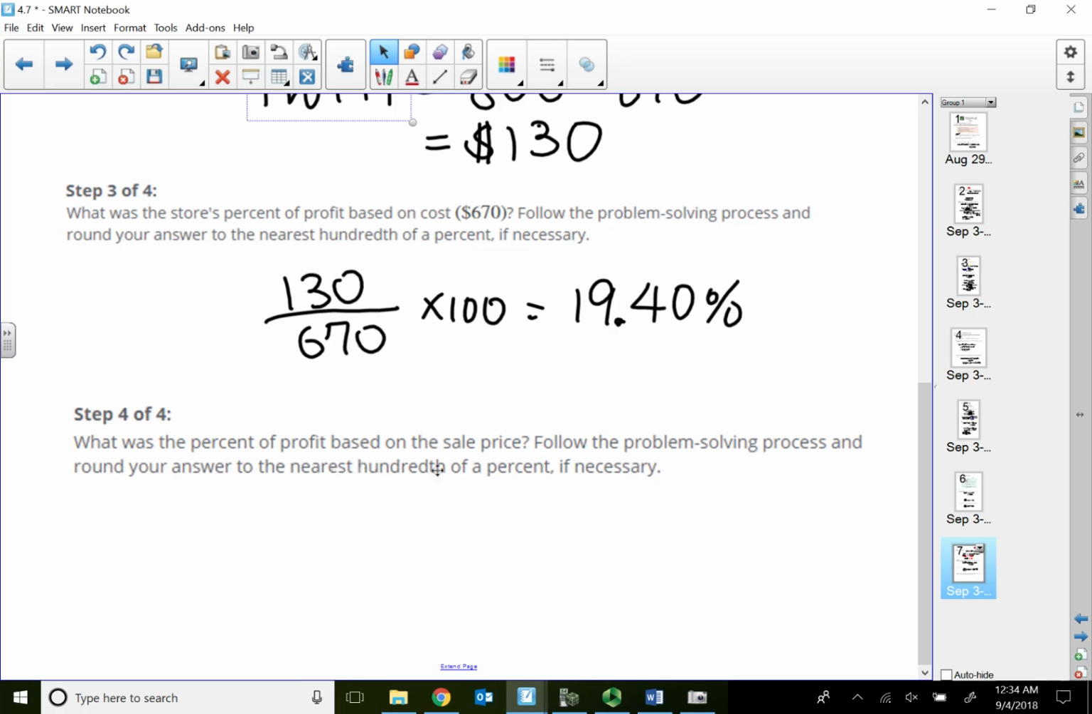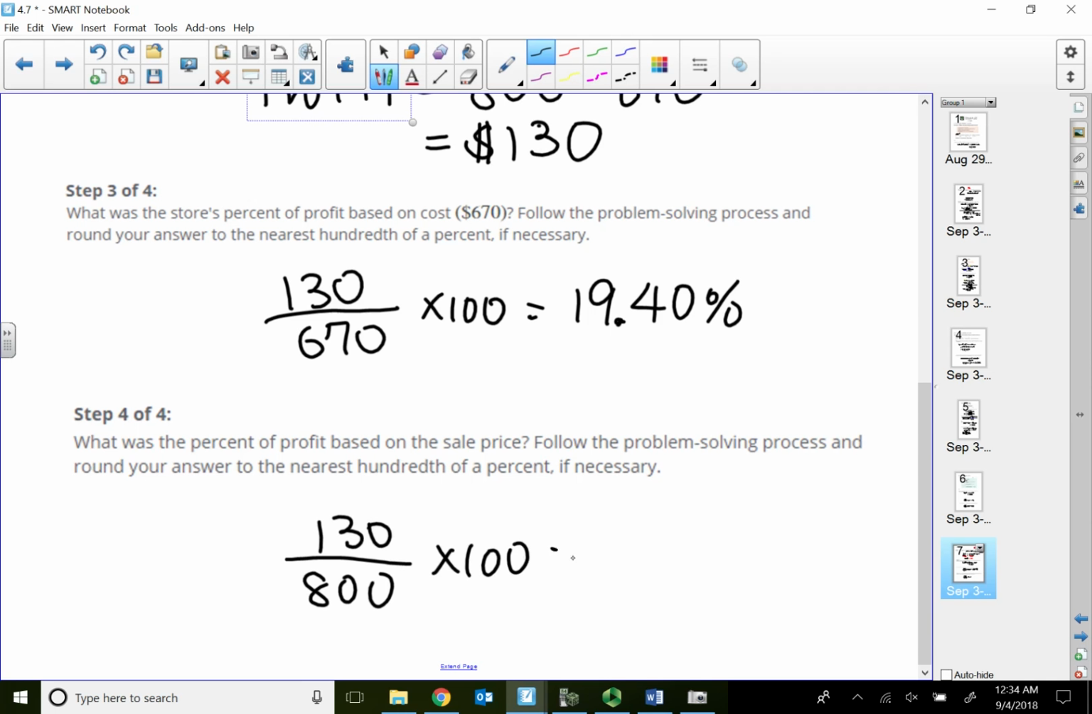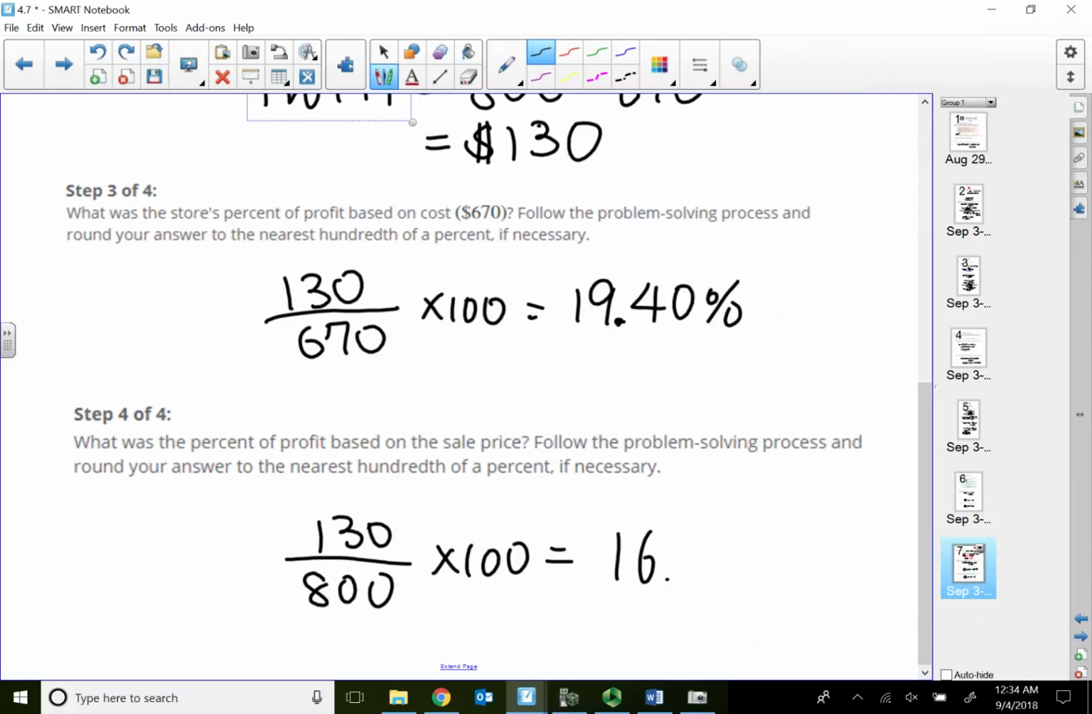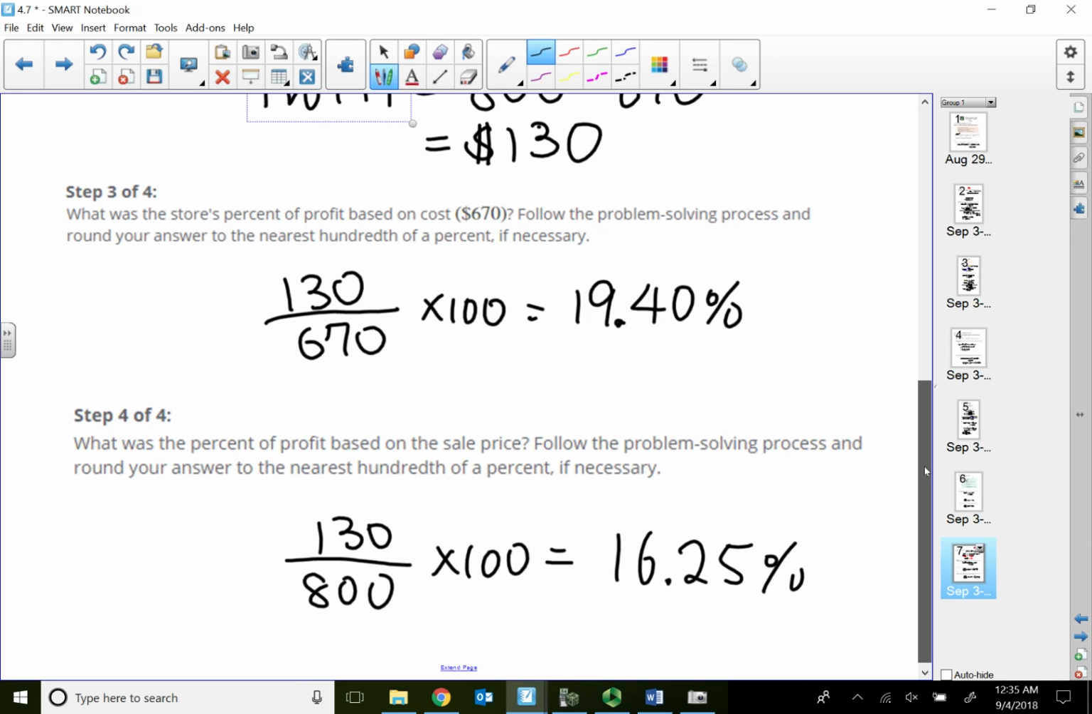All right, what was the profit based on the sale price? The sale price was $800. The profit is a part. So let's see, what's the percent? $130 divided by 800. So we are still profiting, even with the discount, about 16.25%, based on the sale price. Based on the cost, we actually profit about 19.4%.